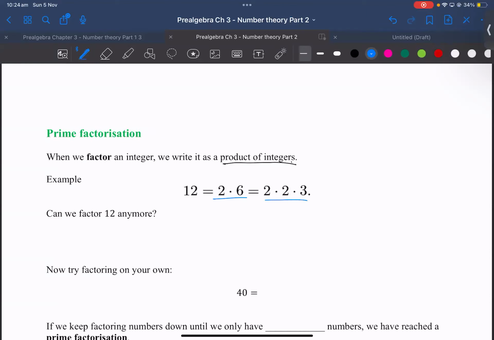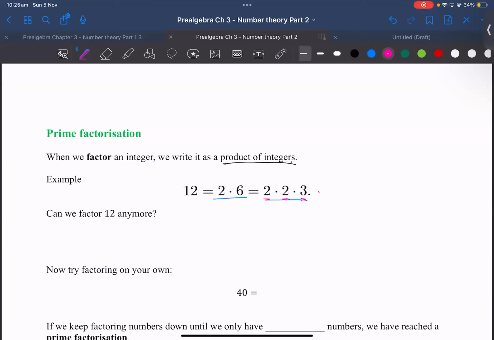There's a reason. What do you know about these numbers? What's the topic we did this week? Prime. No, they're not all prime. They're all prime. 2 is prime and 3 is prime as well. So we can't factor 12 any more because all the numbers are prime. And prime numbers have only 1 and itself as factors. And obviously, adding 1 as a factor is not really useful.